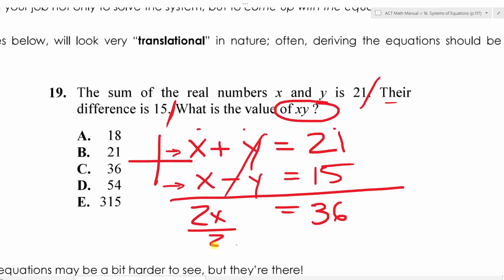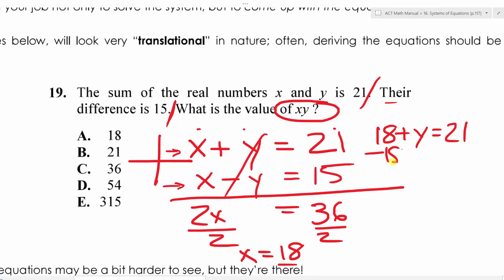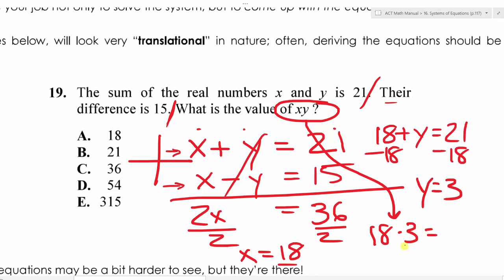So now I have this nice simple little equation that I can solve for x. So I know x has to equal 18. And then I just substitute this numeric value back into one of these two equations. I'll do it in the first equation. So 18, which is my x value, plus y equals 21, minus the 18, I get y equals 3. So I know that my x value is 18, my y value is 3. They are asking me for xy. 18 times 3 is 54. And I could check that in the calculator if I needed to.